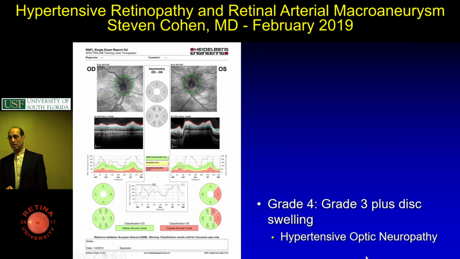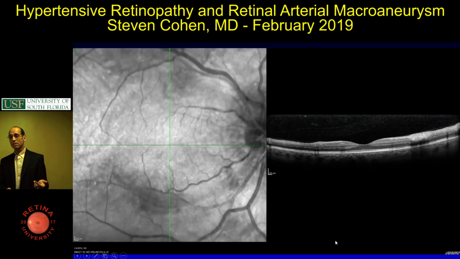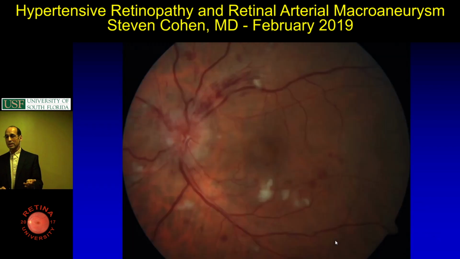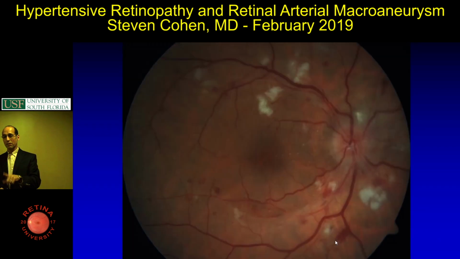So this is grade 4. It's grade 3 plus disc swelling. And I have to tell you, I've had this patient all the time. If you see this eye, the differential is pretty narrow. It's probably not diabetic, because it just doesn't look like diabetic retinopathy really. There's not much other than hypertensive retinopathy for this.